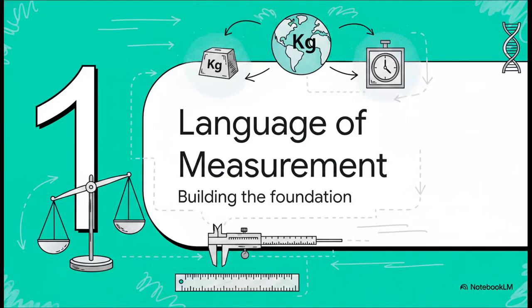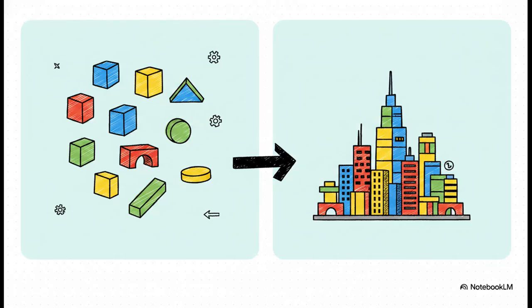All right, Section 1, the language of measurement. Let's start building that foundation. Think of measurement kind of like an alphabet. We have a few independent base units. These are our fundamental letters. And literally everything else in the entire universe is just a combination of those base units. We call those combinations derived units. Together, the base units and derived units give us a complete cohesive system that lets us describe everything from the speed of a car down the highway to the pressure building inside a balloon.